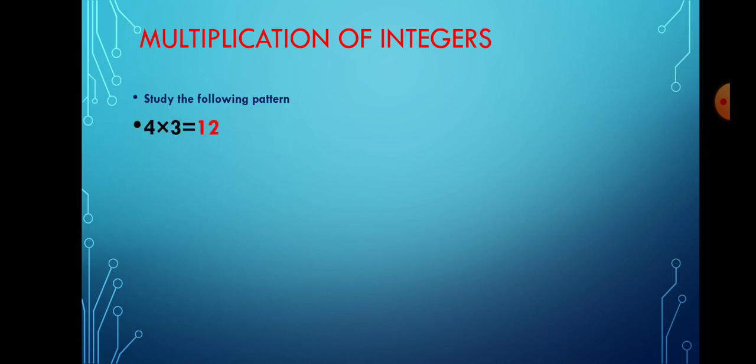See this example, 4 into 3. As you know very well, 4 3s are how much? Yes, exactly. 4 3s are 12. Next, 3 3s are 9. 2 3s are 6. 1 3s are 3. Here observe all these numbers. 4 into 3, the product of these two we will get 12.